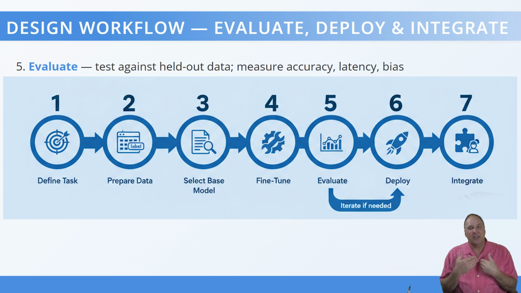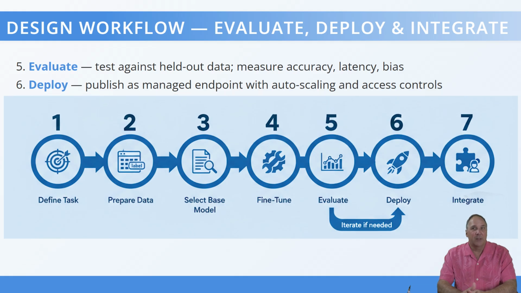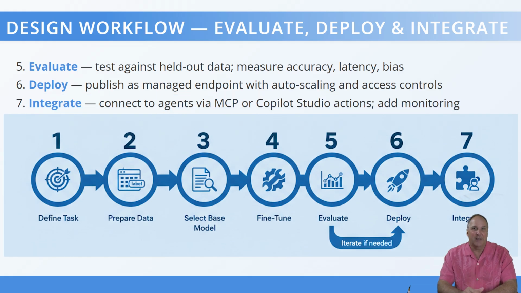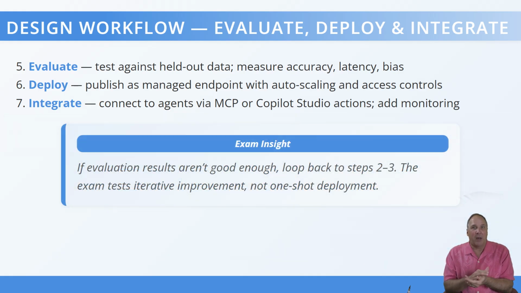And then step 5, evaluate. Test against data that you held out. Measure accuracy, latency, and bias. If the results aren't good enough, revisit steps 2 or 3. Step 6, deploy. Publish as a managed endpoint with auto-scaling and access controls. Step 7, integrate. Connect to your agents via MCP or Copilot Studio actions. Add monitoring for performance and model drift.